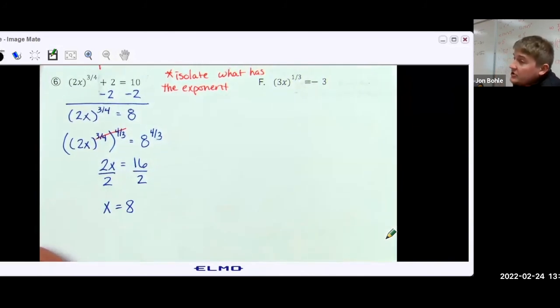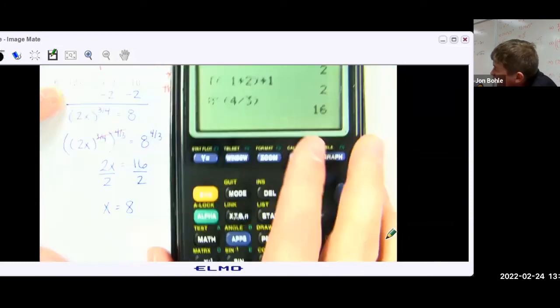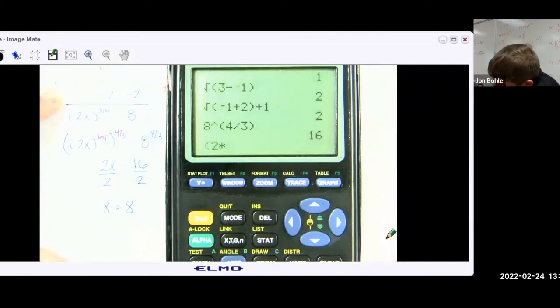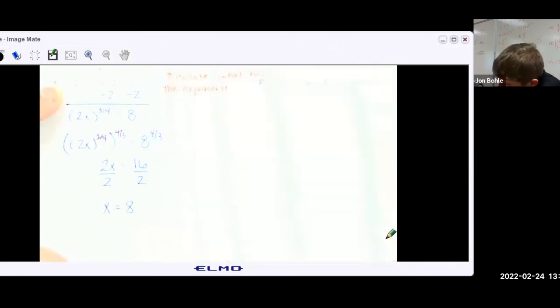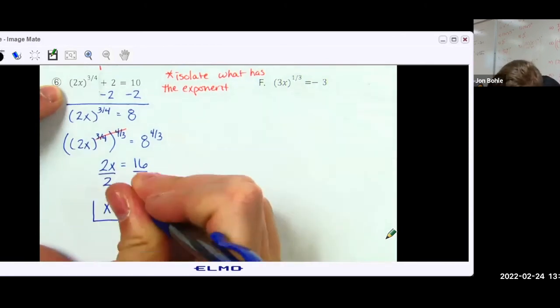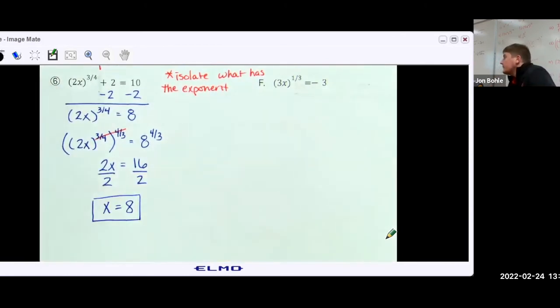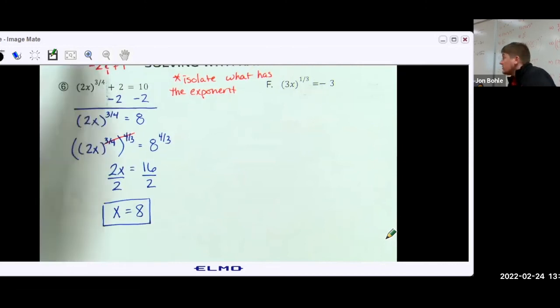It's still possible to get extraneous answers, so I need to check my work. I'm going to plug in 8 for x: 2 times 8 to the 3/4 power plus 2 is 10. So it works. Questions about 6? Or are we good? I actually think these ones are easier than the ones that we just did.